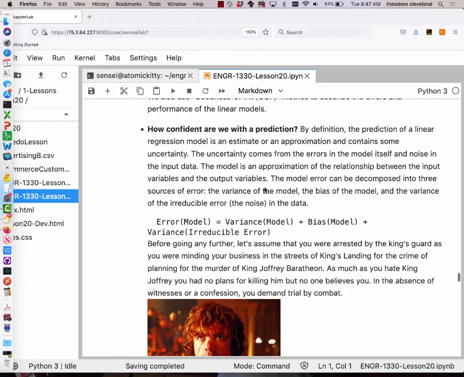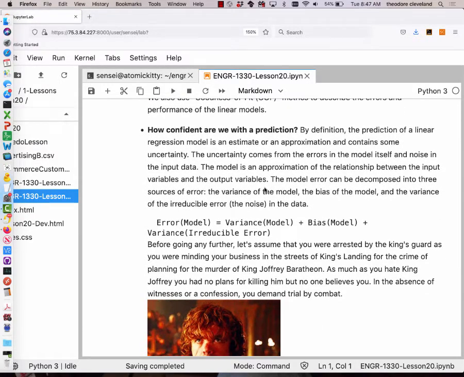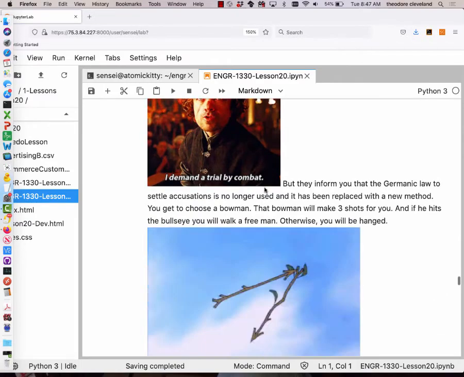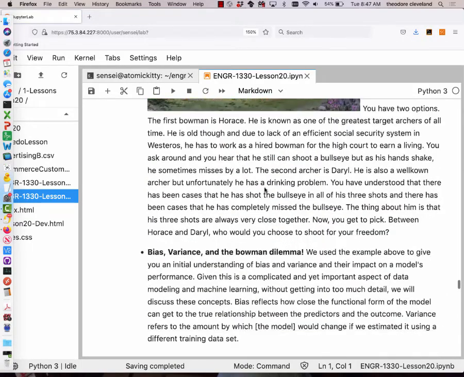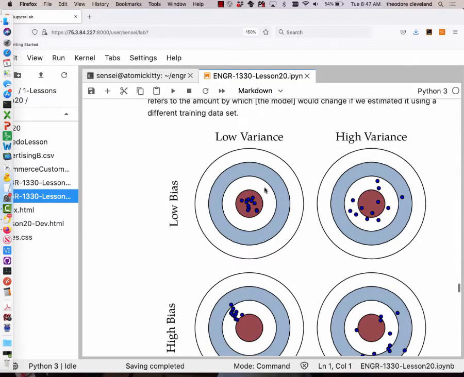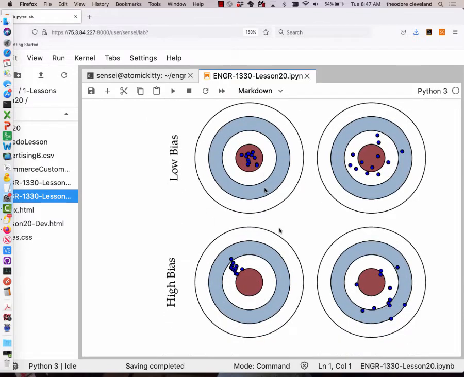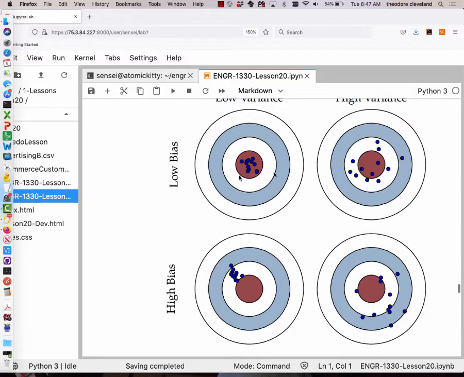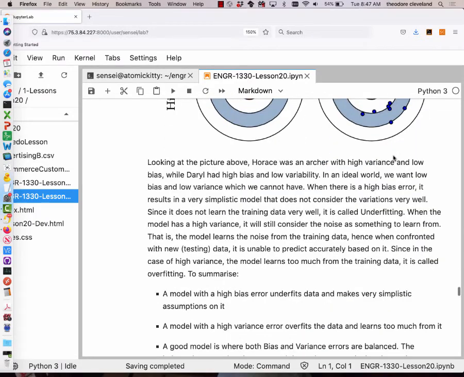A related question is, how confident are we of our prediction? So in addition to producing our line, we can also produce interval estimates of predicted values and interval estimates of the alpha and beta. I'm going to skip the arrows and Horace and Daryl because we have just addressed this. So this one they were using arrows. I much preferred the Olympics.